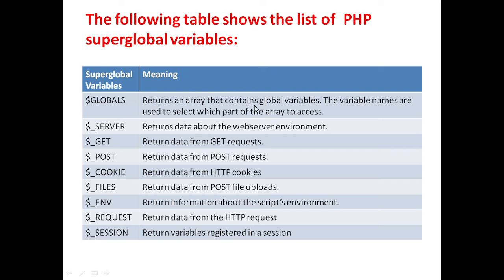$GLOBALS returns an array that contains global variables. $_SERVER returns data about the web server environment. $_GET returns data from a GET request. $_POST returns data from a POST request. $_COOKIE returns data from HTTP cookies. $_FILES returns data from post file uploads. $_ENV returns information about the script's environment. $_REQUEST returns data from the HTTP request. $_SESSION returns variables registered in a session.